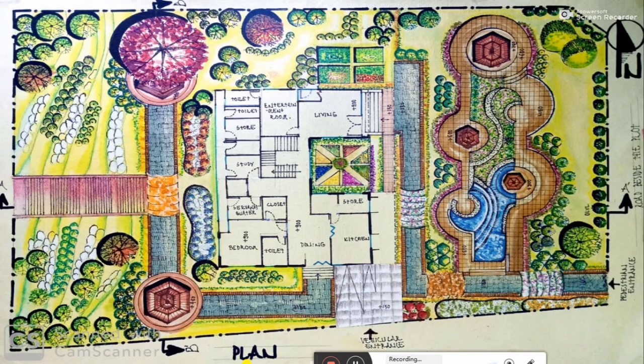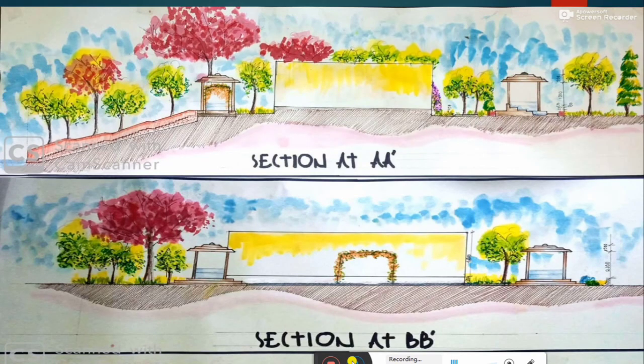Here I am attaching the plan with the section. Here we can see the section at A-A and the section at B-B.